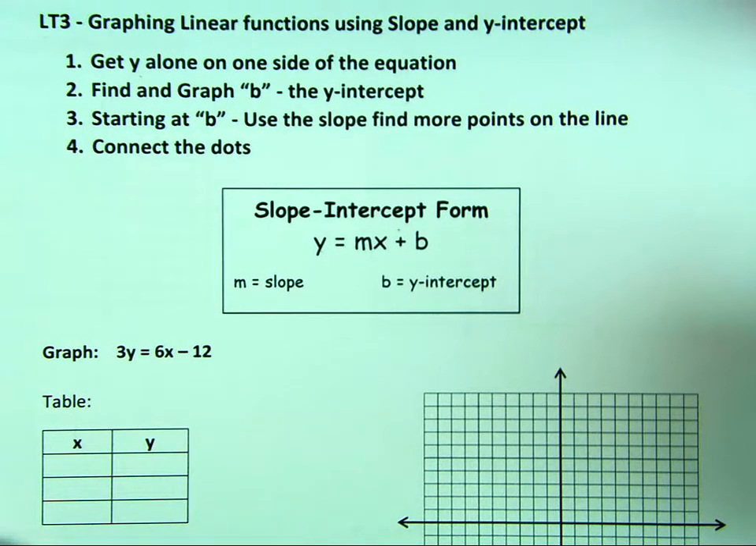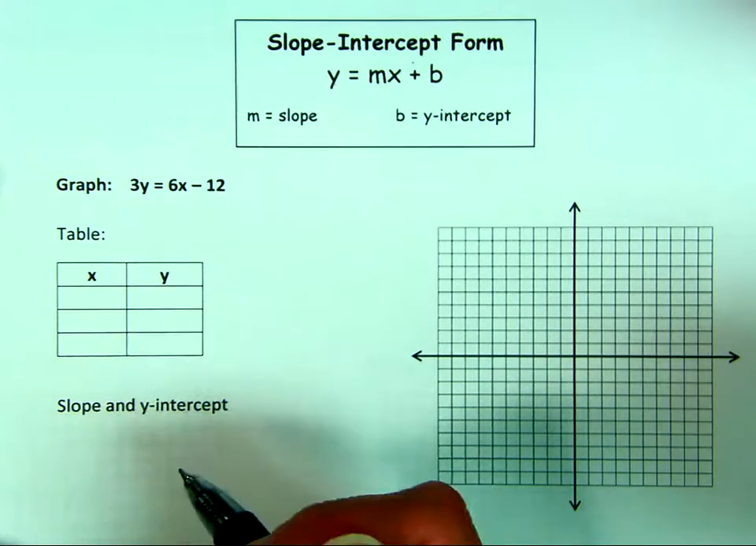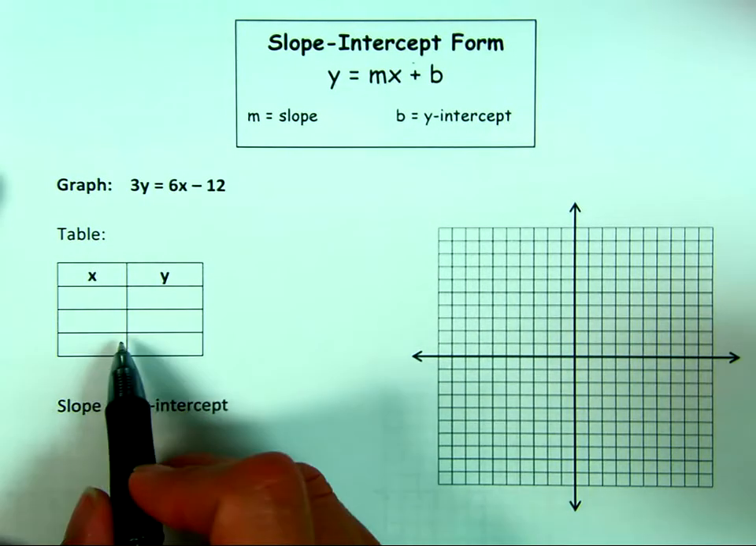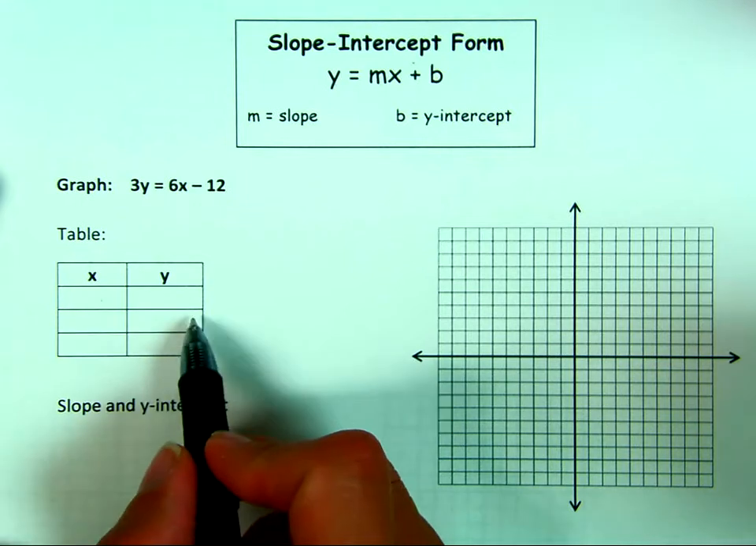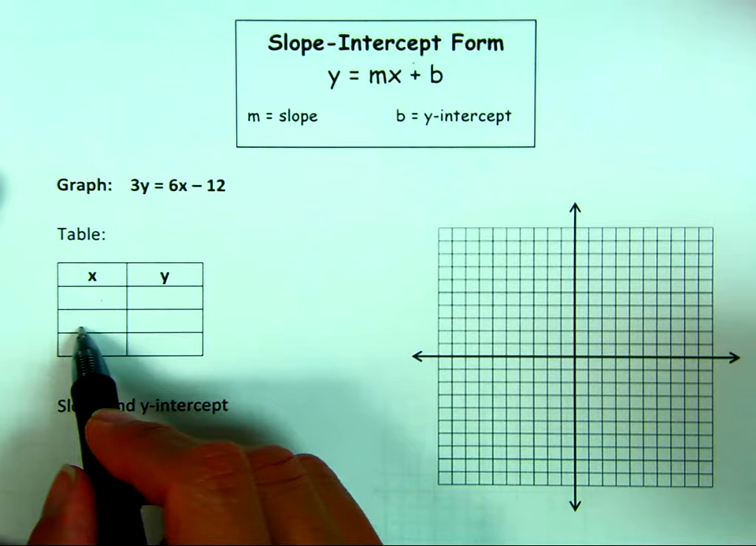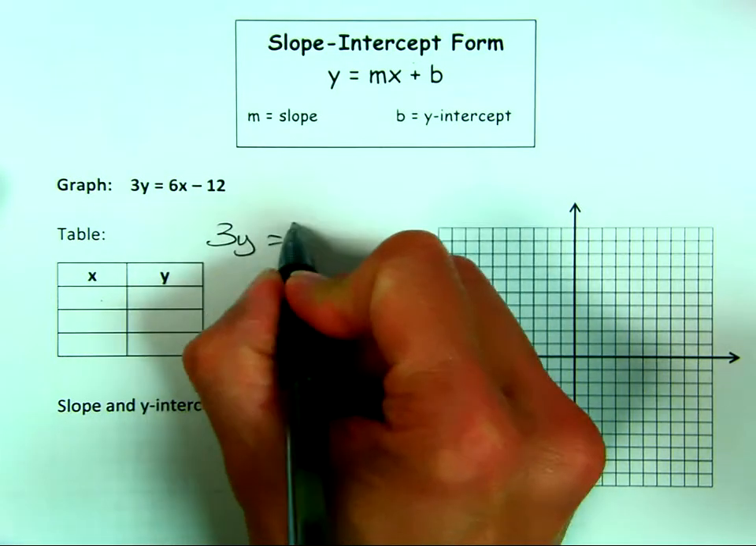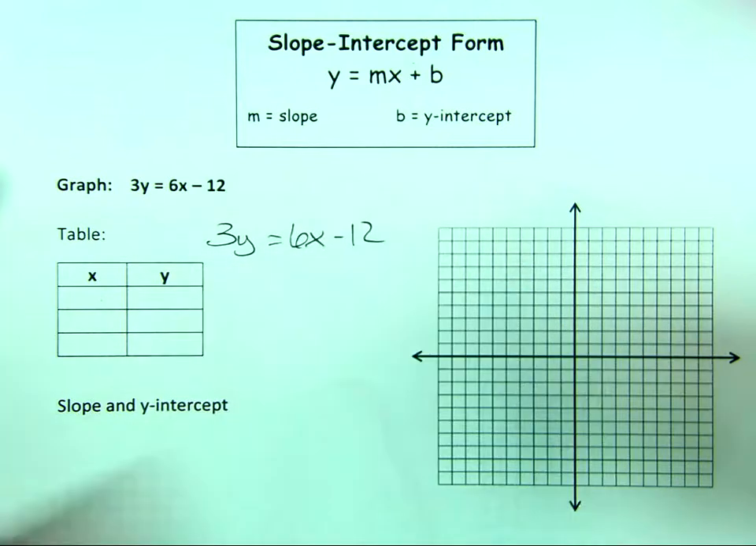Okay, so remember, before we used a table, and you can still use a table. It's a really good way to do it if you're going to. You pick an x, you find a y. But I'd rather use this. But again, it's okay to use a table. You don't have to use this method, but this is the method I'm going to show you today.